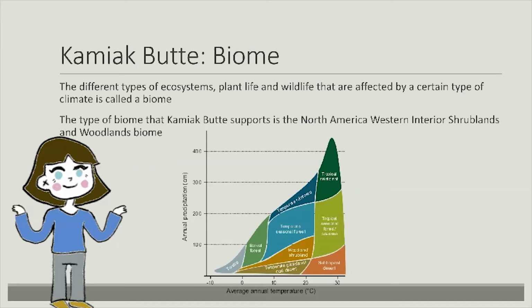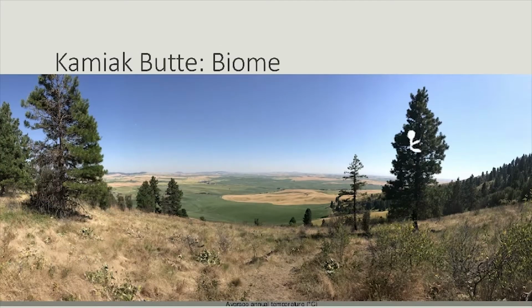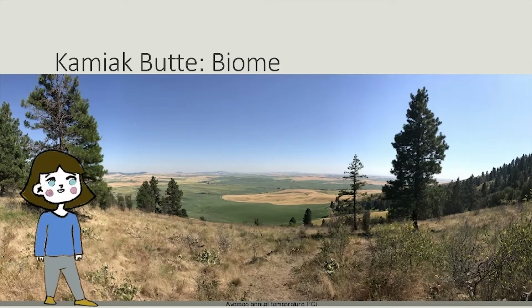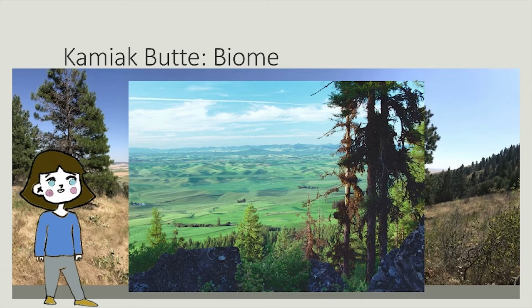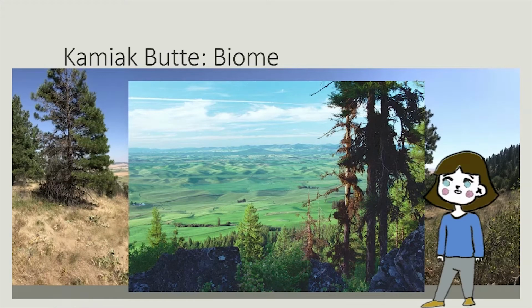Kamiak Butte is a North America western interior shrublands and woodlands biome. There is a mix of shrubland and oak trees. As a reminder, the type of soil on Kamiak Butte is called loess soils. The Missoula floods eroded some of the soil and left some areas of basalt exposed. These areas do not provide fertile land for crops. The transitional zones include that of the traditional prairie and the woodland area within Kamiak Butte.